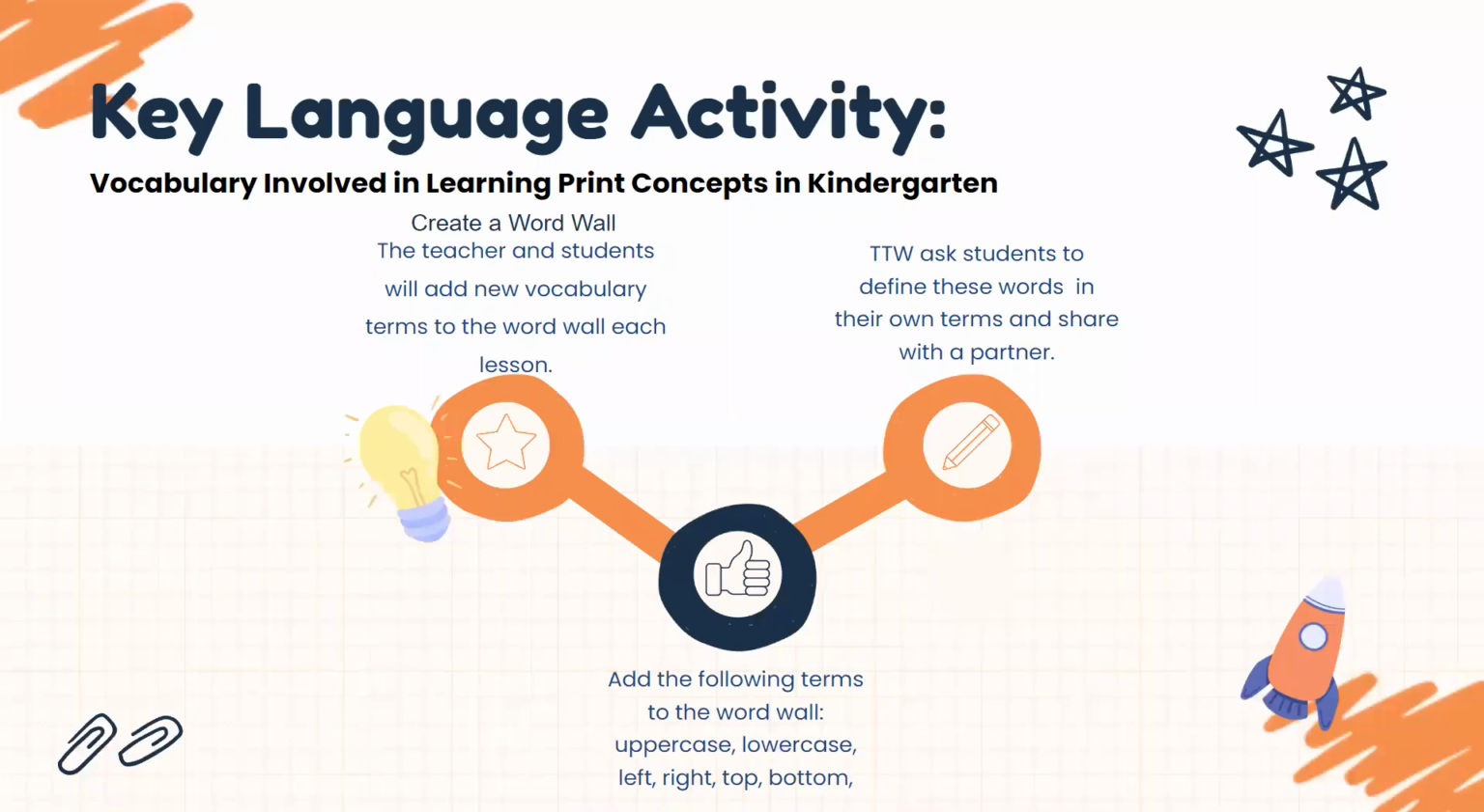For the key language activity for this lesson, vocabulary will be involved. Vocabulary will be taught about print concepts in kindergarten. First, the teacher will create a word wall. The teacher and the students will add new vocabulary terms to the word wall each lesson. But for this lesson, the teacher will add the following terms to the word wall: uppercase, lowercase, left, right, top, and bottom. Then the teacher will ask the students to define these words in their own terms and then share with a partner. After they share with the partner, they will share with the class what each of them believes the words mean.